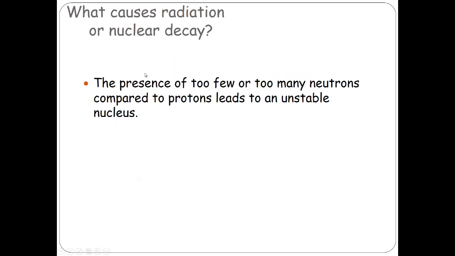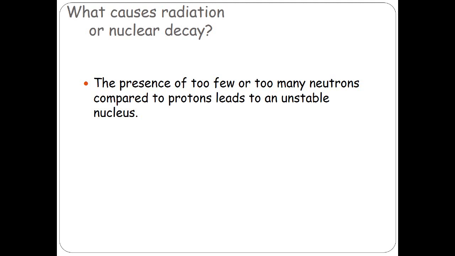So what causes radiation or nuclear decay? And this is the top of page 12. It's the presence of too few or too many neutrons in a nucleus. So you can think of neutrons as kind of like the glue that holds the nucleus together. If you don't have enough glue, then the nucleus will be unstable and it will break apart. Also, if you have too many neutrons, then the nucleus can sometimes break apart. Simply, sometimes the nucleus can be just too big. It can have too many protons and neutrons in it, and so it will break apart.